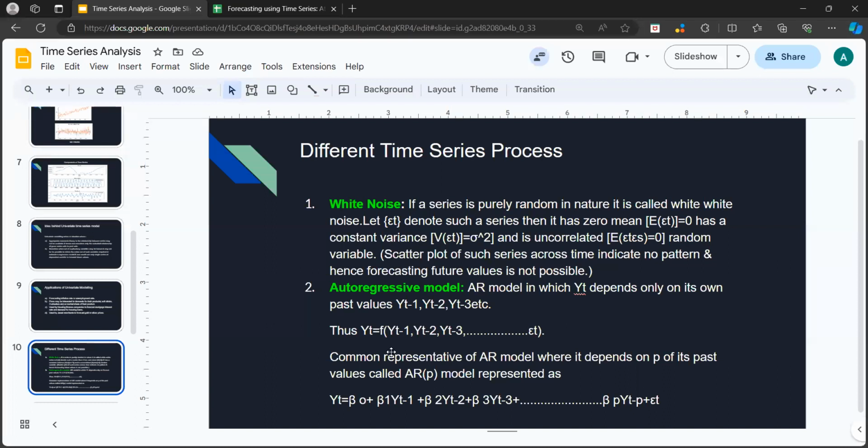So let epsilon t denote such a series. As it's completely random, we will assume it comes from a normal distribution, which we discussed in our first session. So we will assume it has zero mean and constant variance sigma squared. What does that mean? Mean zero means it will always vary around zero.